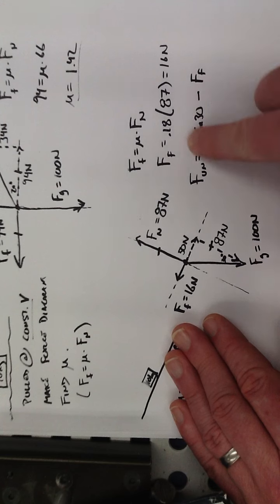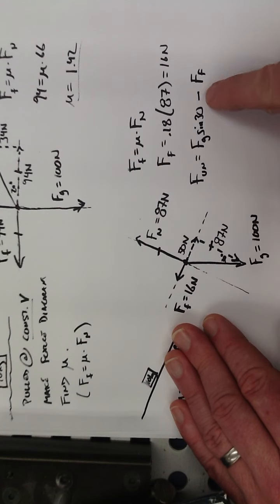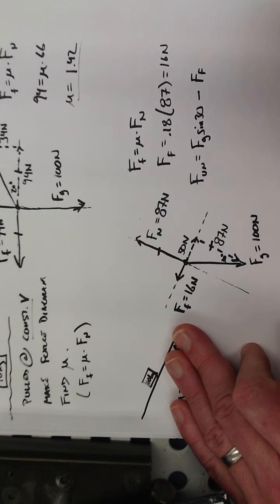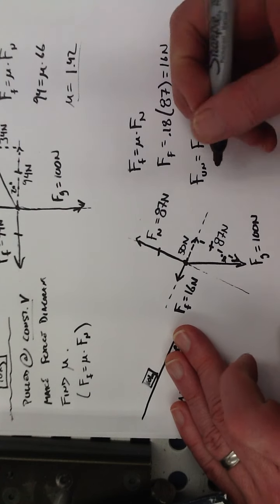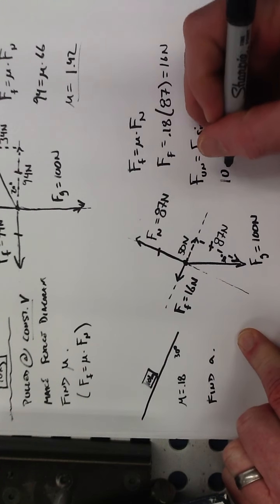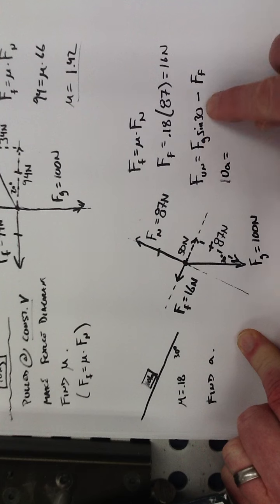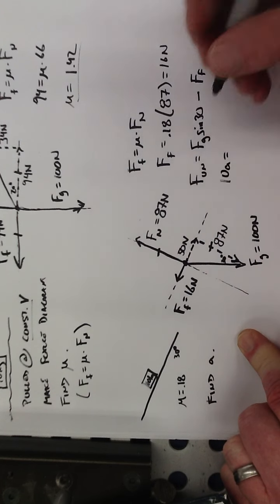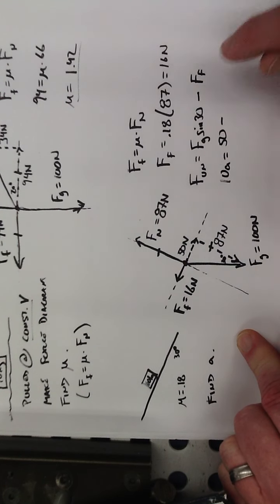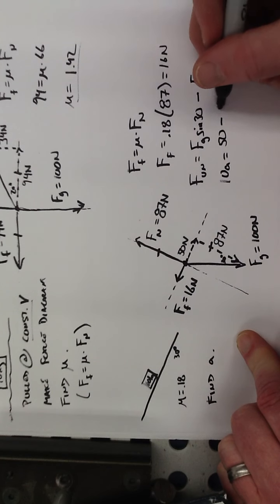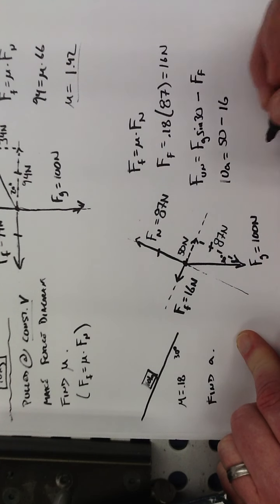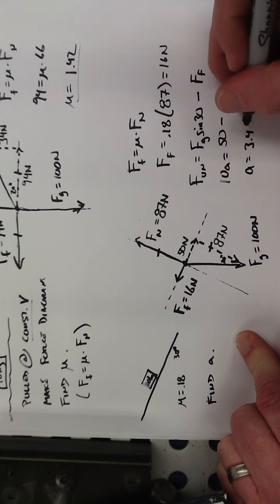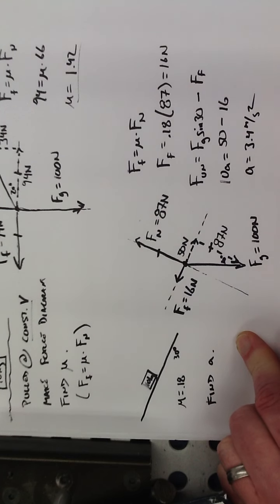Force unbalanced is winner minus loser over here. Okay? Unbalanced force is equal to mass times acceleration. And that force of gravity times sine of 30, that's 50, minus the force of friction is 16. So 50 minus 16 is 34 divided by 10, so that's going to be 3.4 meters per second squared.